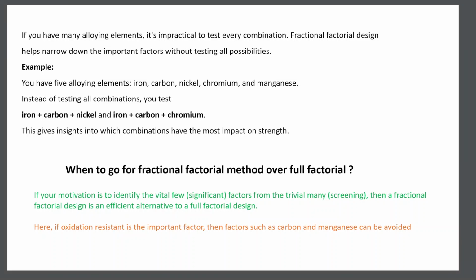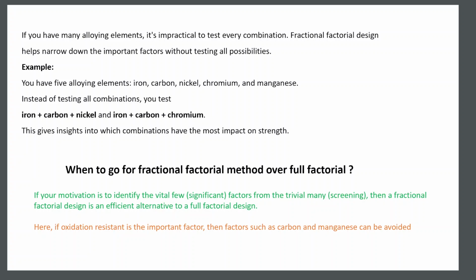And for a metallurgical example, we can use this. If you have many alloying elements, it is impractical to test every combination. For example, if you take a super alloy, it has 9 to 10 elements. If you want to conduct different experiments for each factor, where each factor represents an element, then we have to conduct 2 to the power 9 or 2 to the power 8 experiments, which is like 256 or 512 experiments. It is huge. We cannot afford such elaborate testing for all the samples.